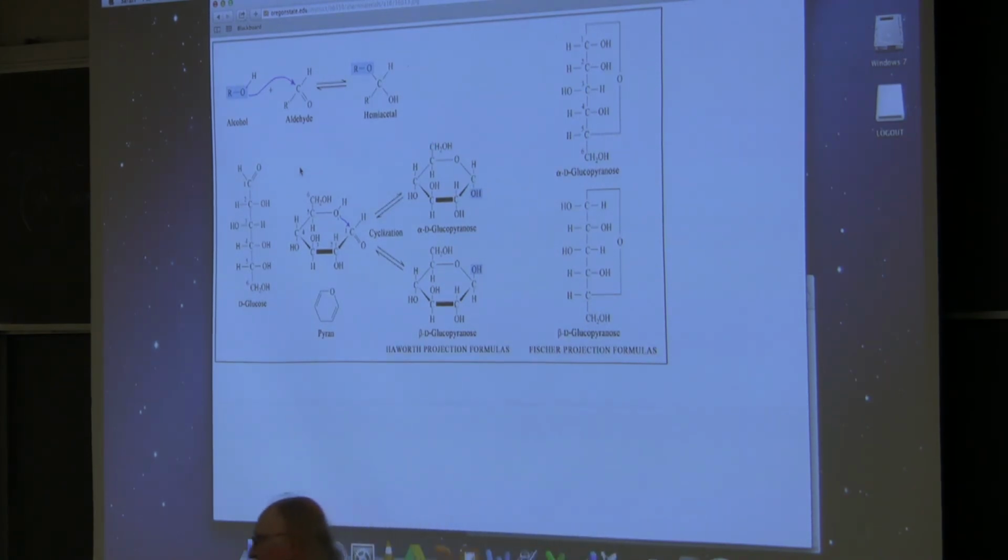Forming the ring actually created a new asymmetric carbon where none existed before. Carbon number 1 in the ring structure is asymmetric because it has 4 different things attached to it, which means the hydroxyl on carbon number 1, formed by this ring structure, can be in 2 different configurations. It can be in the down configuration, in which case we call it alpha, or it can be in the up configuration, in which case we call it beta.